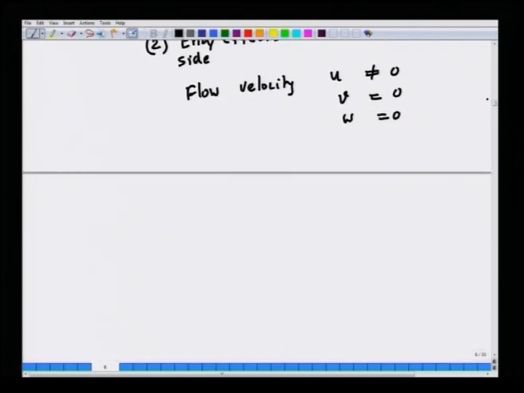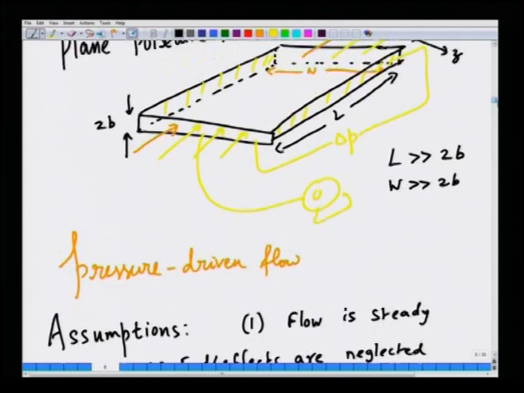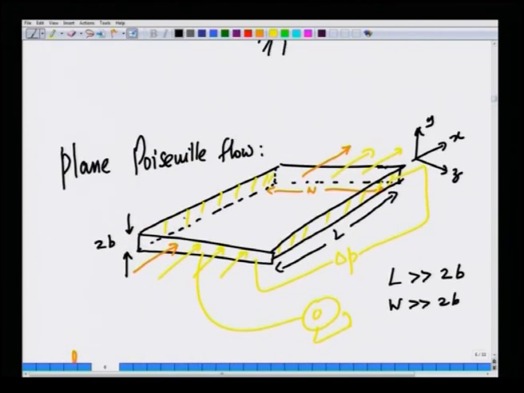Okay. And we are also going to assume that flow is fully developed. When I say the flow is fully developed, I mean that u is not a function of x. Okay. You can imagine that u will be independent of z when you are far away from the two side walls, because very close to the side walls there will be some dependence of u on the z coordinate, but in the middle, since we are considering a very wide channel, the flow will be reasonably independent of z.